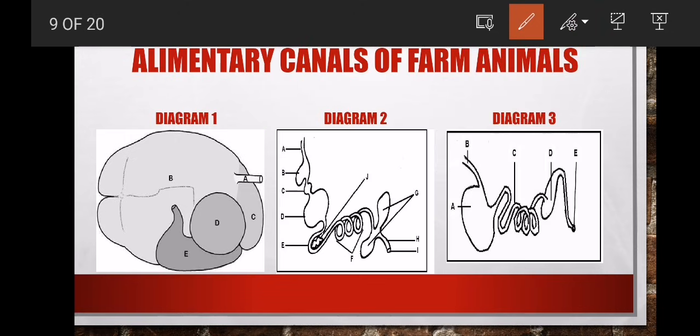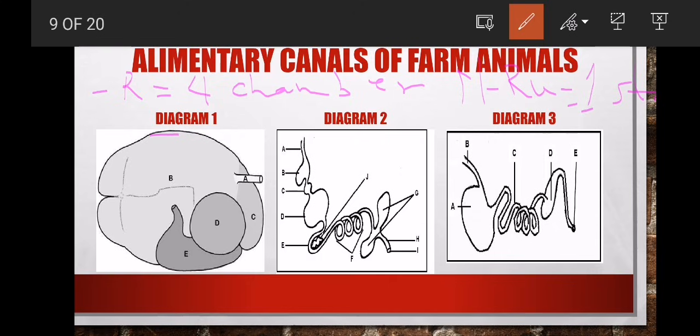We look at the diagram, which is the first one, diagram 1. We have to tell whether it's a ruminant or a non-ruminant. Before we get there, remember, when we talk about a ruminant animal, 4 chambers. When we talk about a non-ruminant, it must be 1 stomach. Let us look at them. Diagram 1.